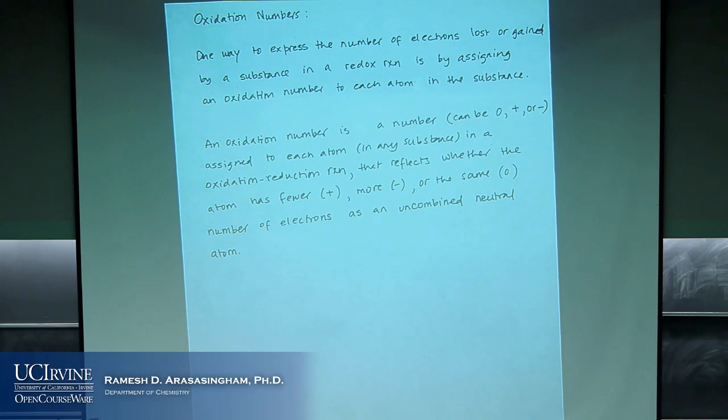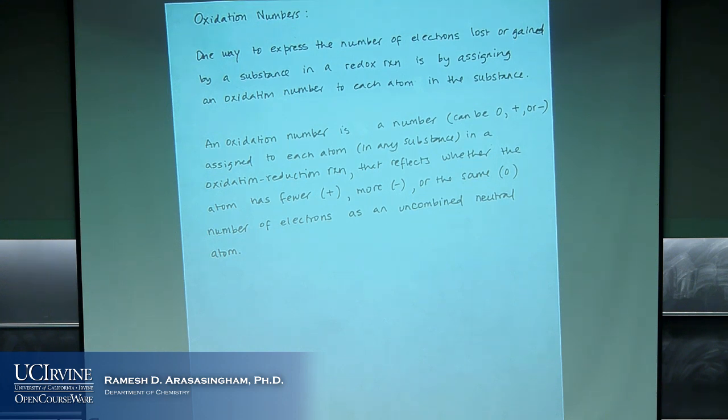One way to express the number of electrons lost or gained by a substance in a redox reaction is by assigning an oxidation number to each atom. So this is much like a game. When you play games, you set up rules, and as long as you stick to the rules, everything works out well. It's the same thing here. We're going to come up with a system of rules, and as long as we stick to those rules, then we can figure out whether electrons are being lost or gained, or there's any change in the number of electrons.